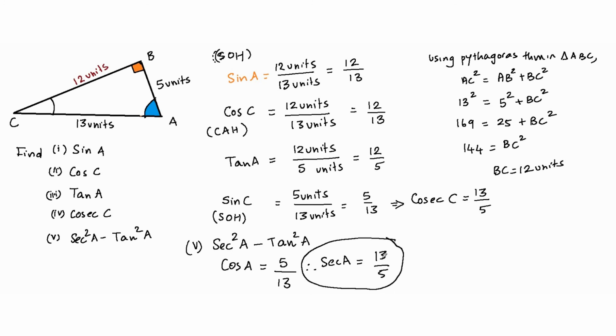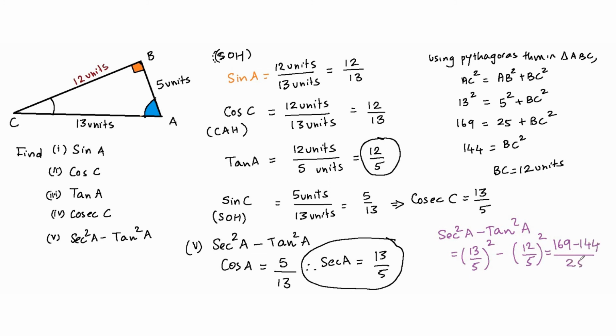Now do we have the value of tan A? I think yes, we have the value of tan A. Tan A is 12 upon 5. So now we need to find sec square A minus tan square A. That is going to be 13 upon 5 the whole square minus 12 upon 5 the whole square. That is 169 minus 144 divided by 25, which is going to be 25 by 25, and that is going to be equal to 1.